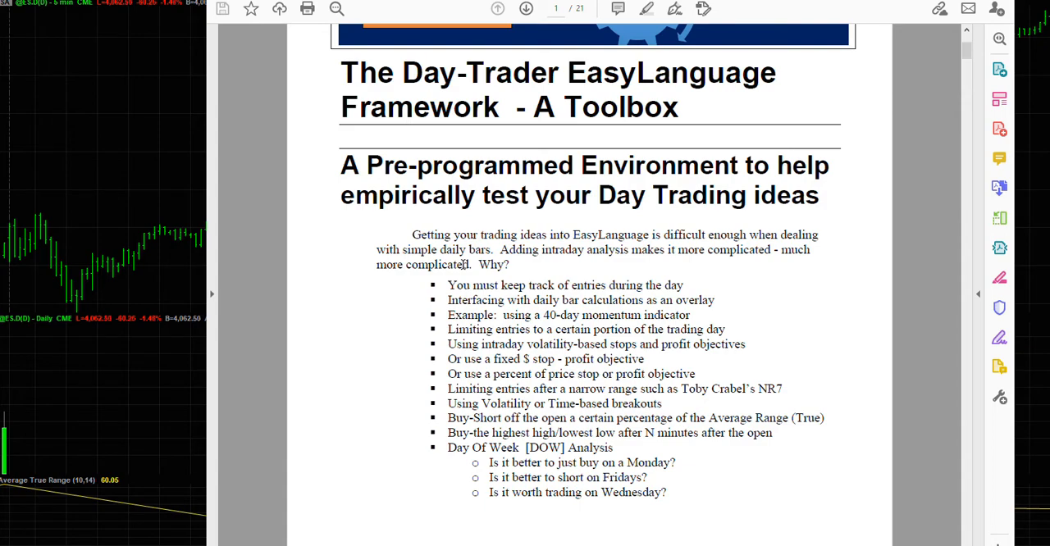The other product I'm selling on the store right now is the Day Trader ELDayTrader Framework. I wanted to go over that real quick with you guys today and show you how this thing works. Again, all source code is completely revealed, so you can take pieces of it and use them as building blocks to build your own trading systems.